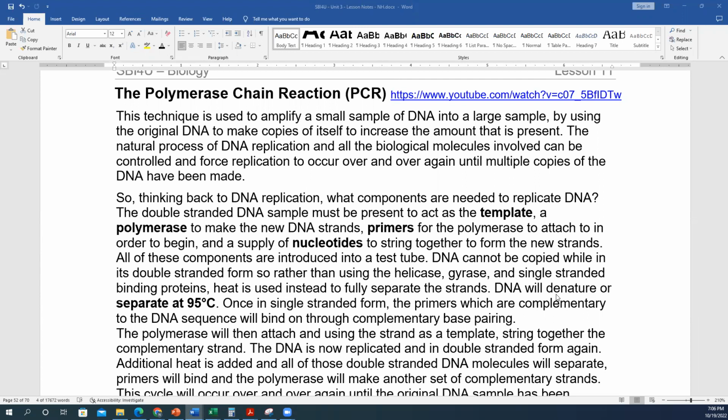And this technique really is used to amplify a small sample of DNA, using that original DNA to make lots of copies and to increase the amount that is present so that it can be detected and measured. So the natural process of DNA replication, and in fact all the biological molecules that are involved, can be controlled, and you can force replication to occur over and over again until you have multiple copies of DNA that have been made.